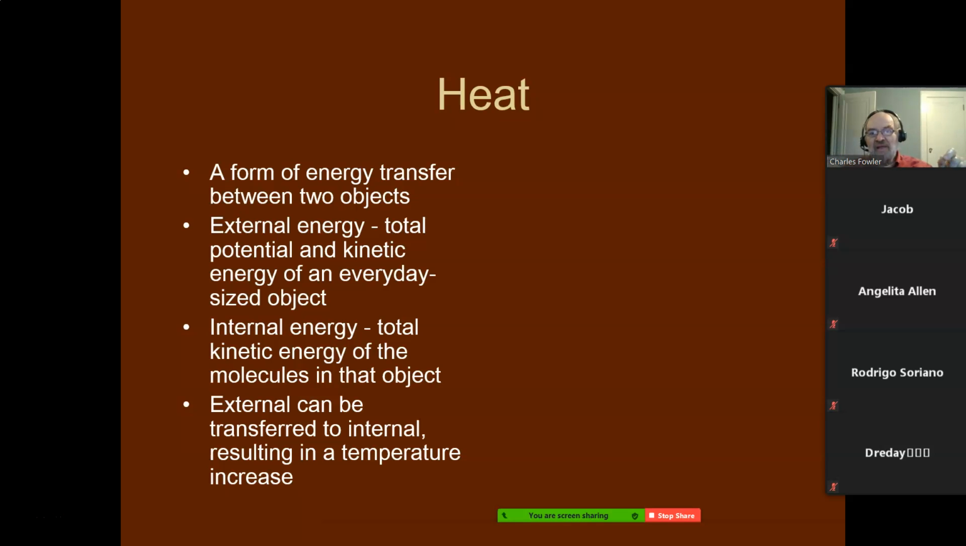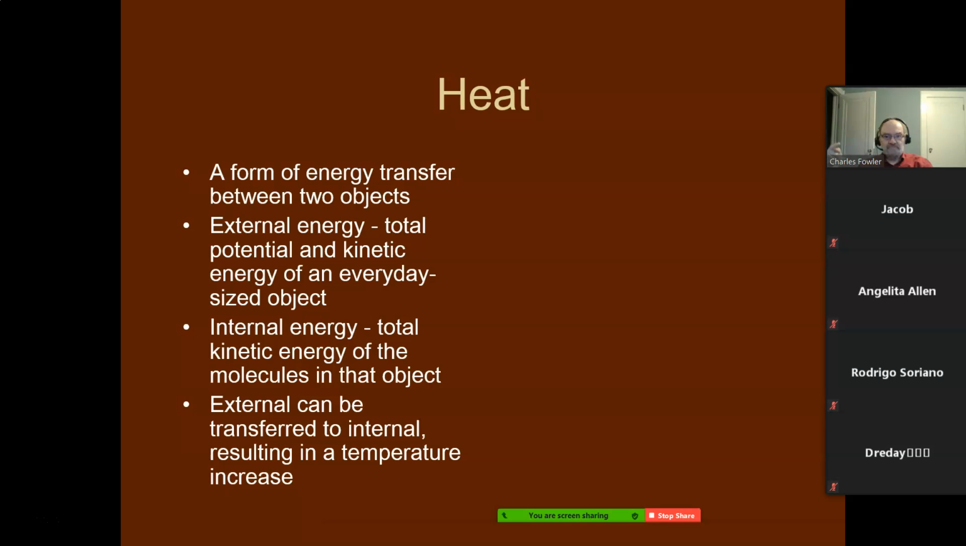Internal energy is the total kinetic energy of the molecules in that object. Okay? Remember, that's how we define temperature. Temperature is related to, proportional to the total kinetic energy of the molecules in the object. That's what temperature is related to.